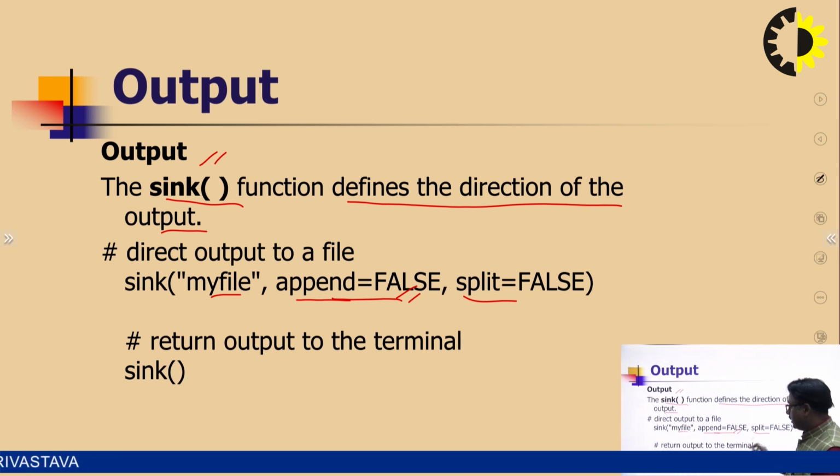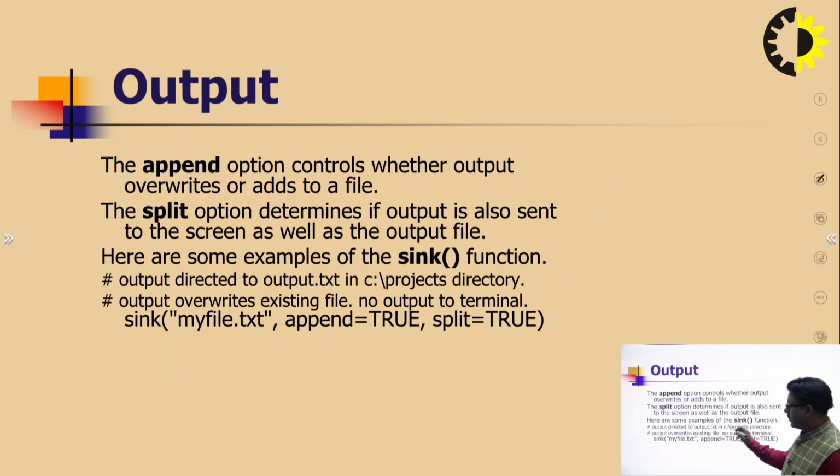And similarly, if we want to add to that particular file, we write this sink code, for whatever output you will be getting into a file, for example myfile.txt. If you want to add extra to that, we have to make append true, and if we also want to display this output along with the file on the console window or on the screen, we have to use split equal to true. That is what these two attributes mean here.